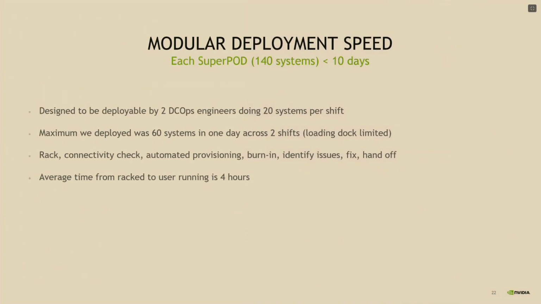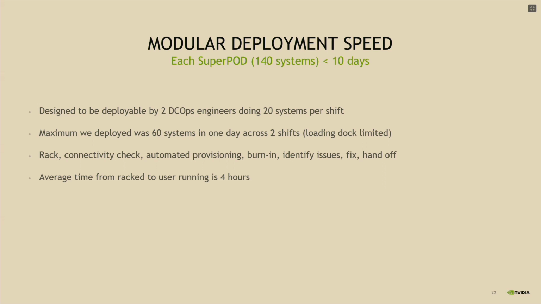So how fast are we aiming for? We always want to go faster and make this more simple and more robust to bring online. So we can deploy 140 systems in less than 10 days. The whole thing is designed to be deployable by 2 DC Ops engineers doing 20 systems per shift in a 4-hour shift. So the maximum we were able to deploy was 60 systems in one day across 2 shifts. Obviously, the people get better and faster at doing this. And what limited us that day on the build was actually our loading dock. We couldn't fit more than 60 machines on our loading dock at once.